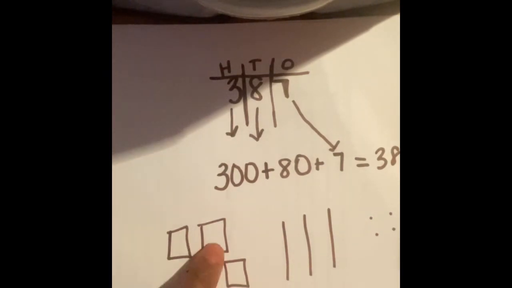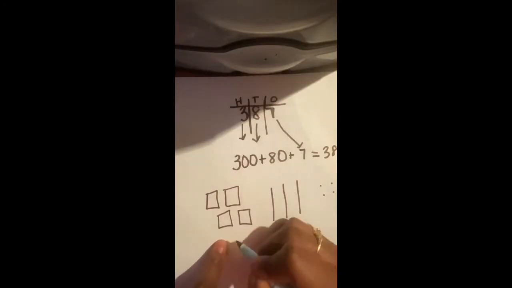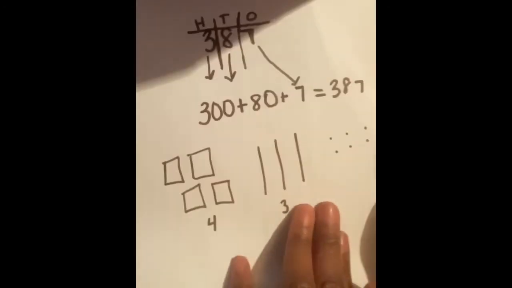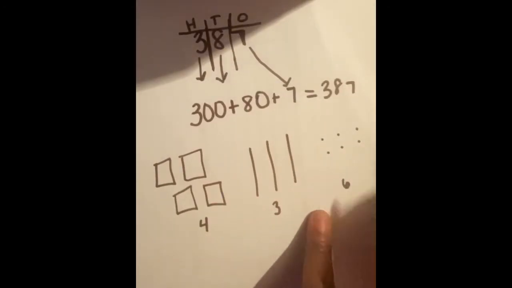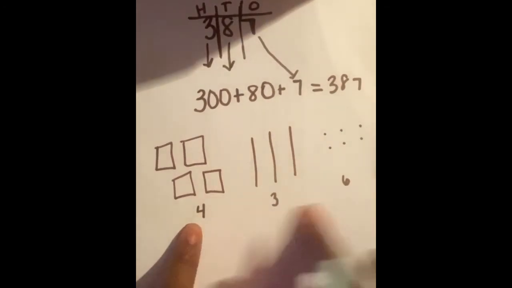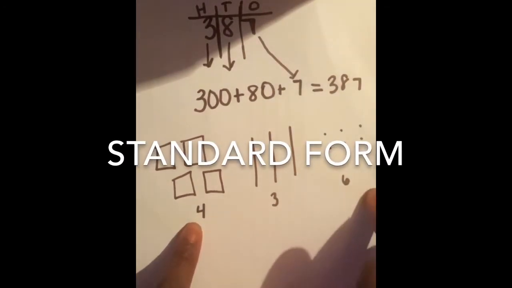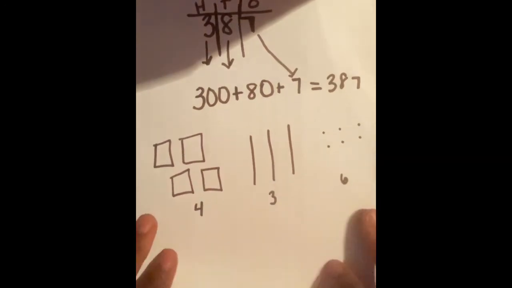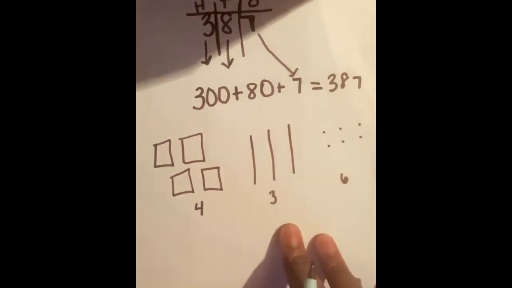So I have 1, 2, 3, 4 flats. I have 4 flats, so I could put a 4 here so I can remember that. I could put a 3 here so I know there's 3 tens. And then I can also put a 6 here, right? Just so I can see my number in number form and not in flats, sticks, dots form. Now I can really start my thinking process.